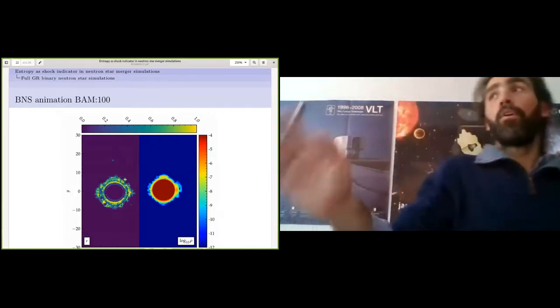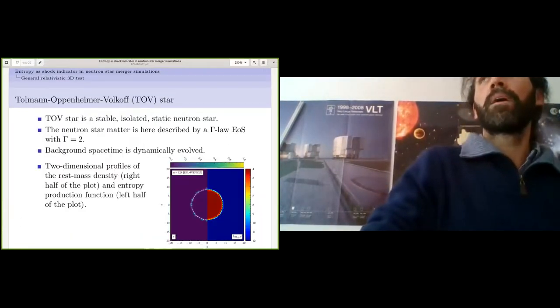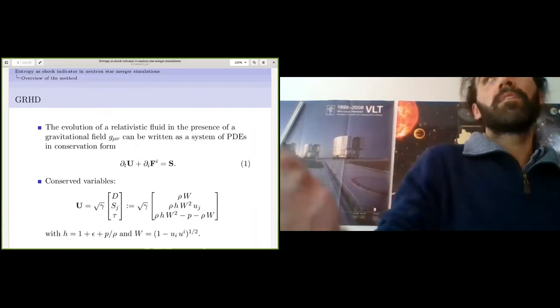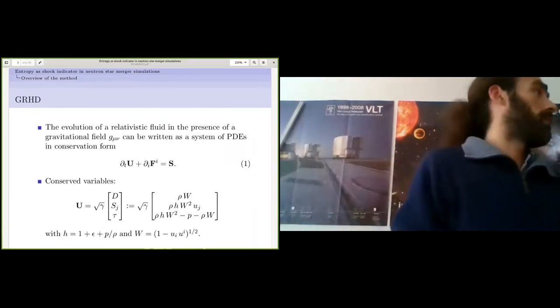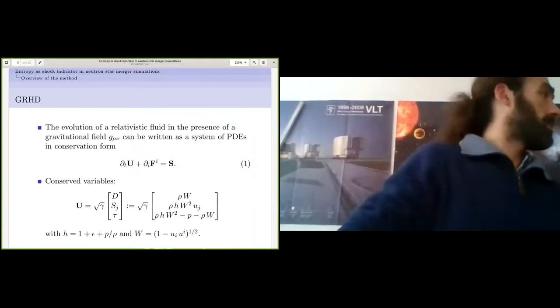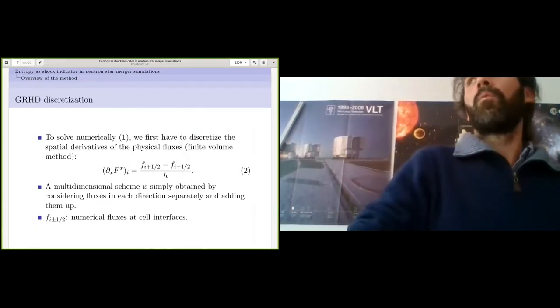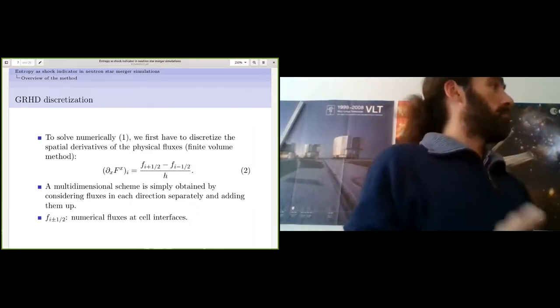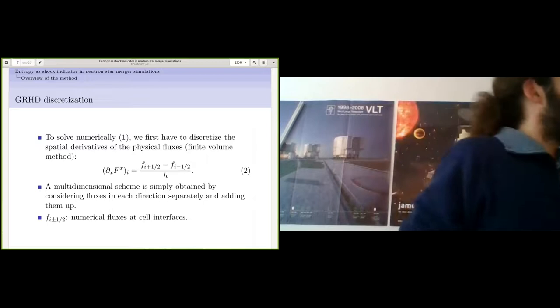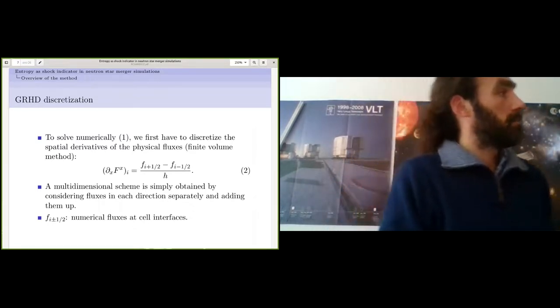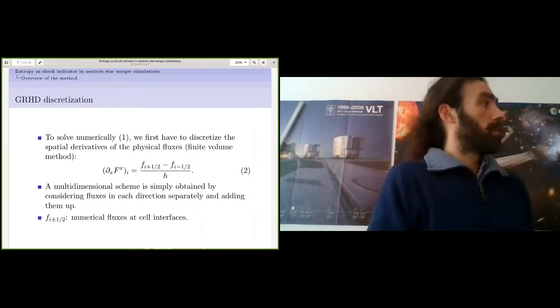The only requirement for this method is that we can write the equations in this way. If you can write that, we don't care what is inside there. We just approximate the numerical flux, and then we split the numerical flux. That's a way to discretize an otherwise continuous differential equation with partial derivatives, which is well known.